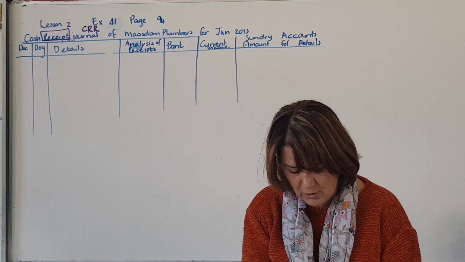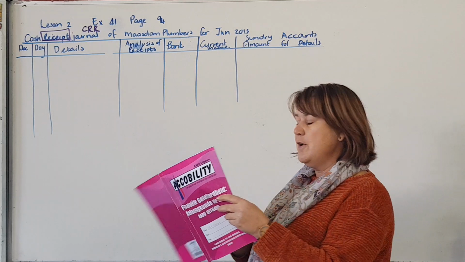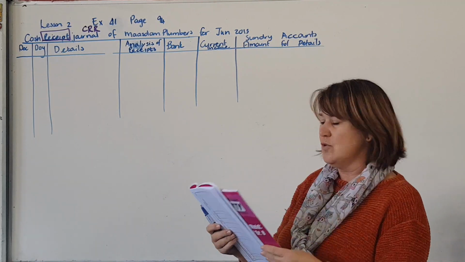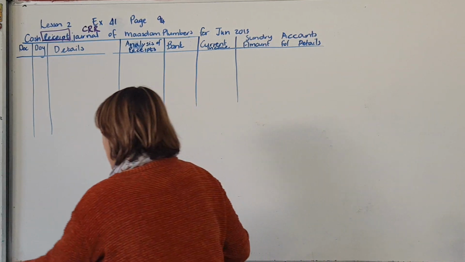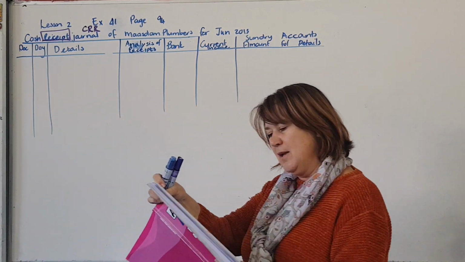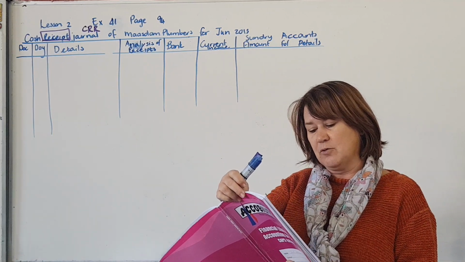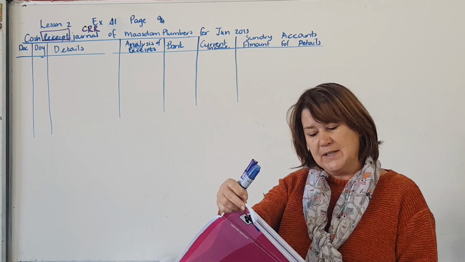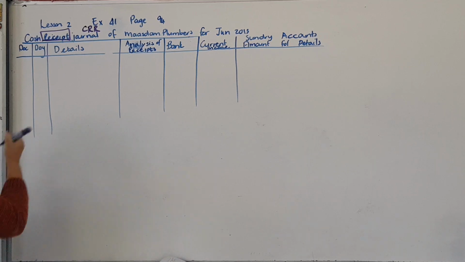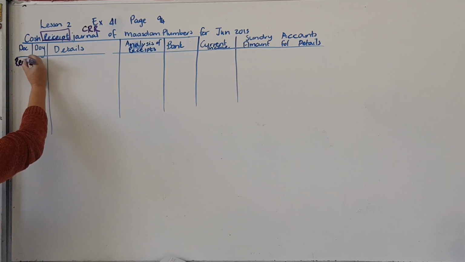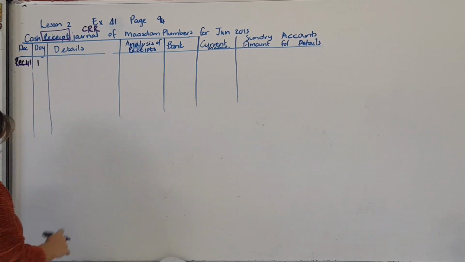Page 94. Sorry, I went out of page 94 now. The very first transaction in your CRJ, the owner deposited 25,000 Rand into the bank account to increase her capital contribution. Issued a receipt number 41. So here we're going to write receipt 41 on the very first day of June.